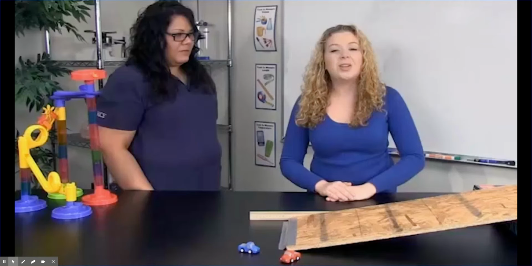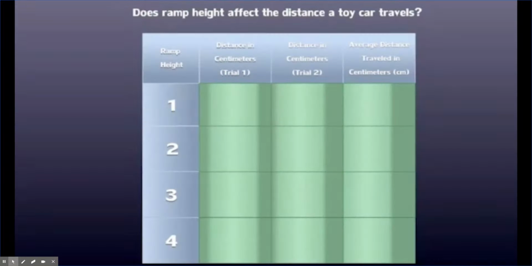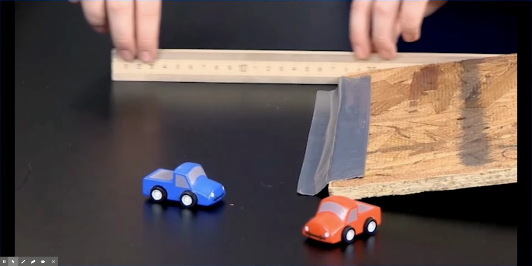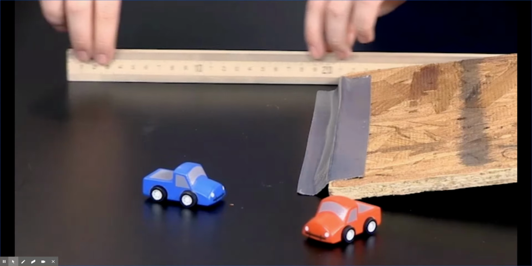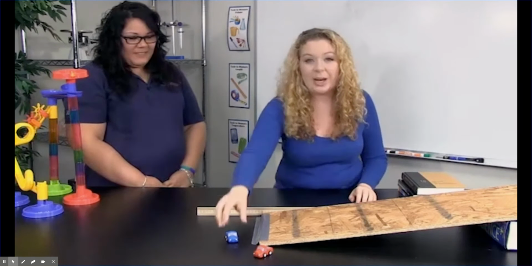Since we're testing the effect of the height, let's keep everything else the same, so we'll be able to see the change we observe in the distance. Here's a data table showing 4 different ramp heights, with 2 trials at each height to increase our accuracy. We can measure the distance traveled with this meter stick and see what our data tells us. And we can use these books to change the height of the ramp. Here we go.